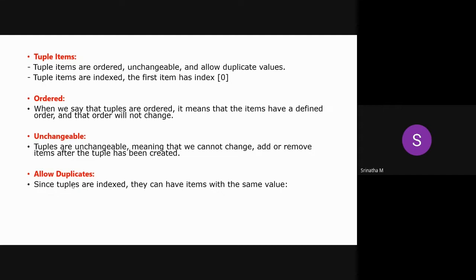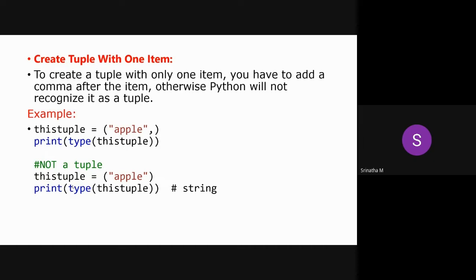The only thing is, it is exactly similar to all the properties of the list. One thing is you cannot change it. It is completely immutable. You cannot mutate it. Create a tuple with one item. This is very important, especially a unique feature of the tuple.